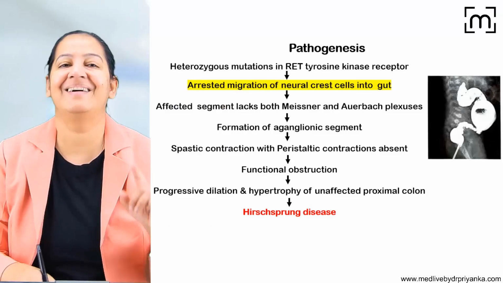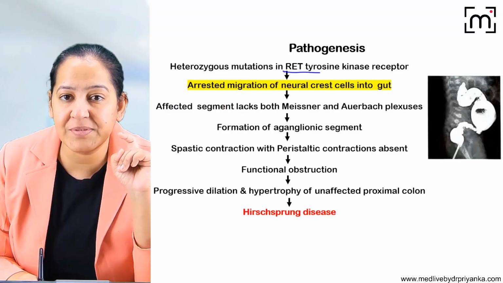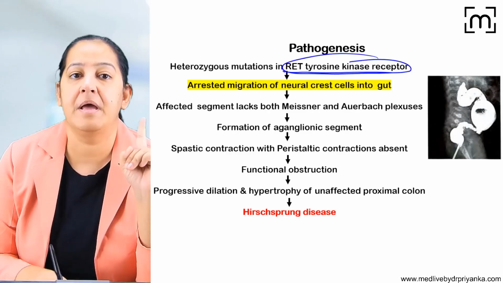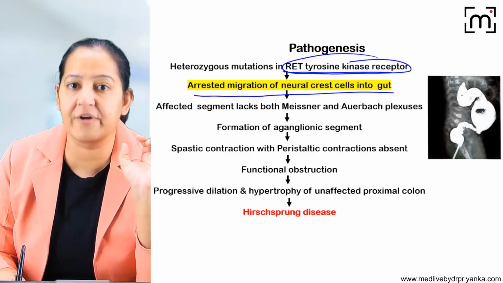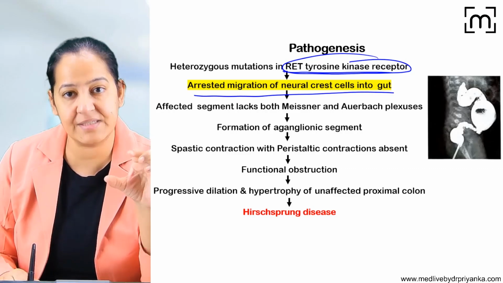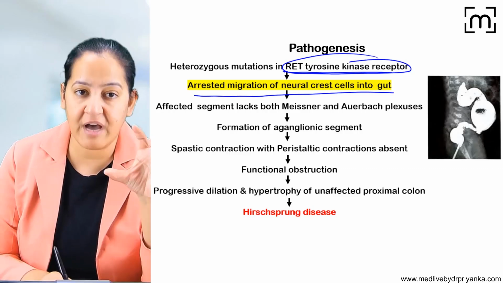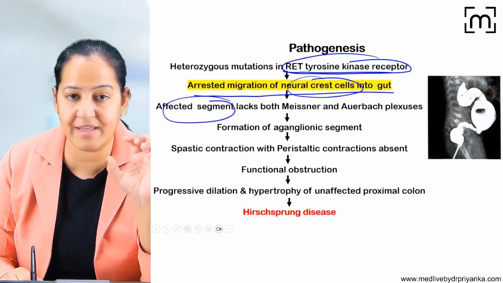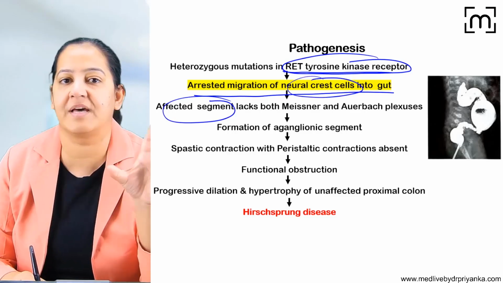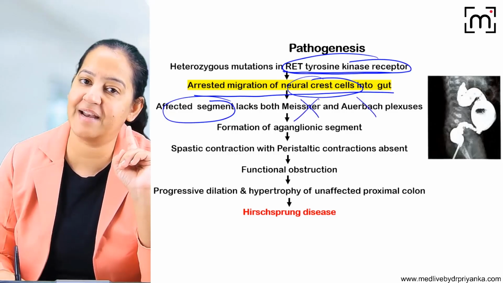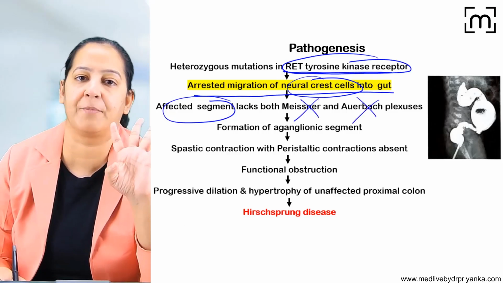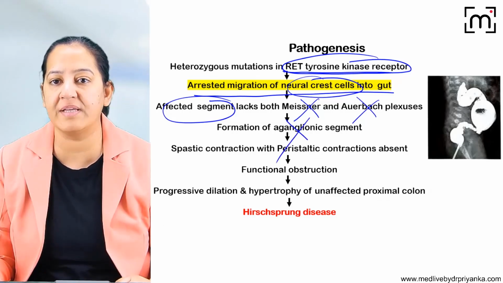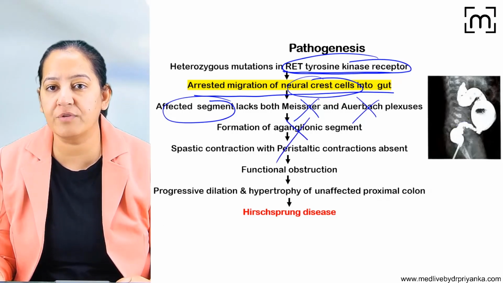What is the pathogenesis? There is a mutation in the RET tyrosine kinase receptor. Due to the mutation in RET tyrosine kinase receptor, there is arrested migration of the neural crest cells in the gut. The neural crest cells in the gut get arrested. So the affected segment, in which the neural crest cells are not migrating, has absent ganglions. The Meissner plexus and Auerbach plexus, both plexuses, are absent in the submucosa. So basically there is complete absence of the ganglion. So that portion of the colon is aganglionic.